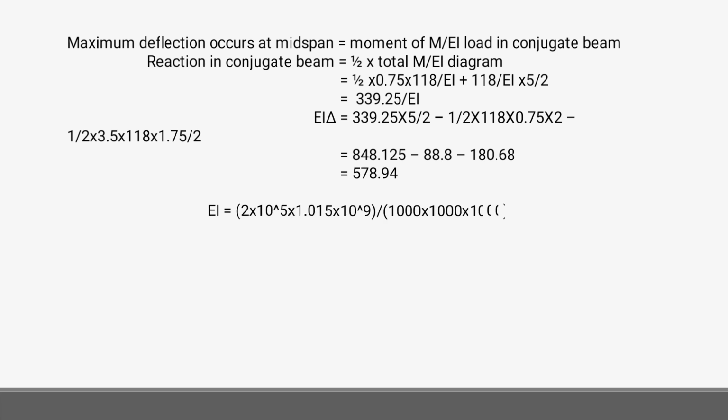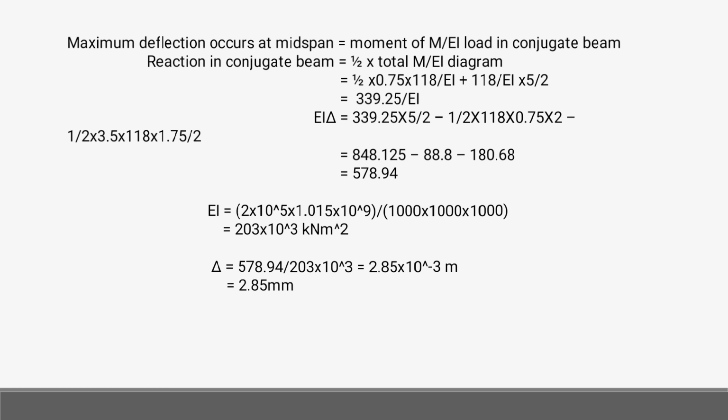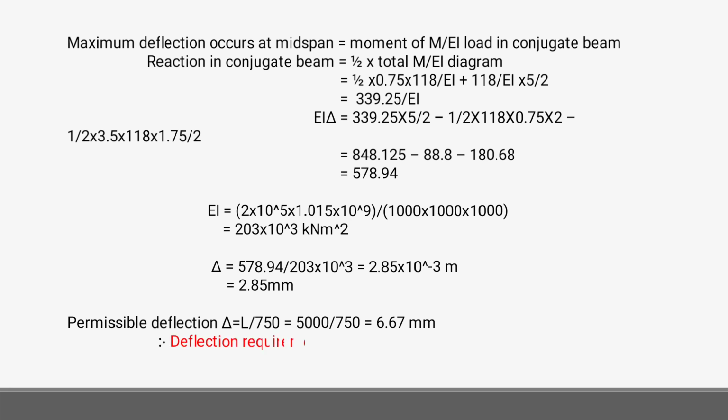So EI is equal to 2 into 10 power 5 into 1.01 into 10 power 9 divided by 10 power 3, so 203 into 10 power 3 kilonewton meter square. So delta is equal to 2.85 into 10 power minus 3 meter, so 2.85 mm. The permissible deflection delta is equal to L by 750. L is the known value 5000 mm, so 5000 by 750 is equal to 6.67 mm. The deflection requirement is satisfied.